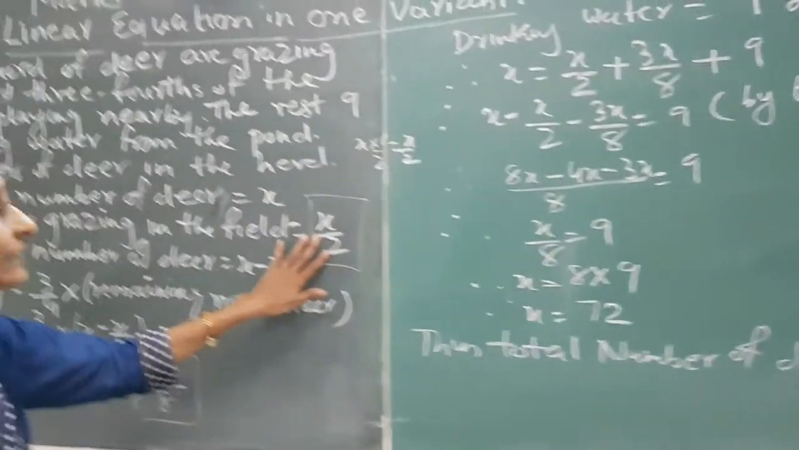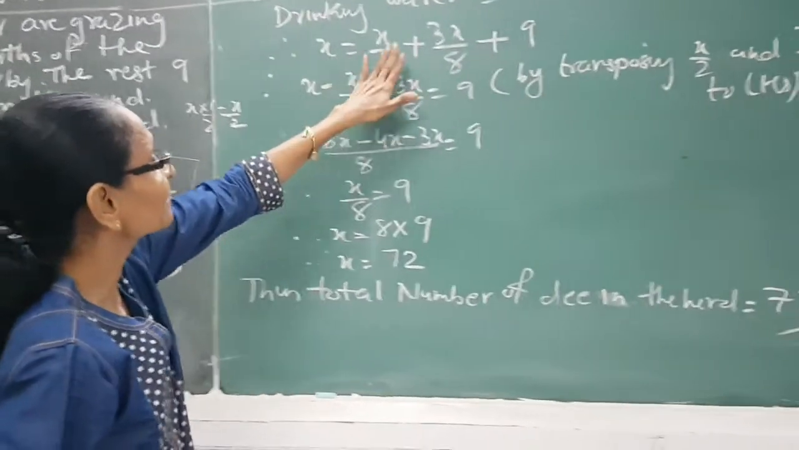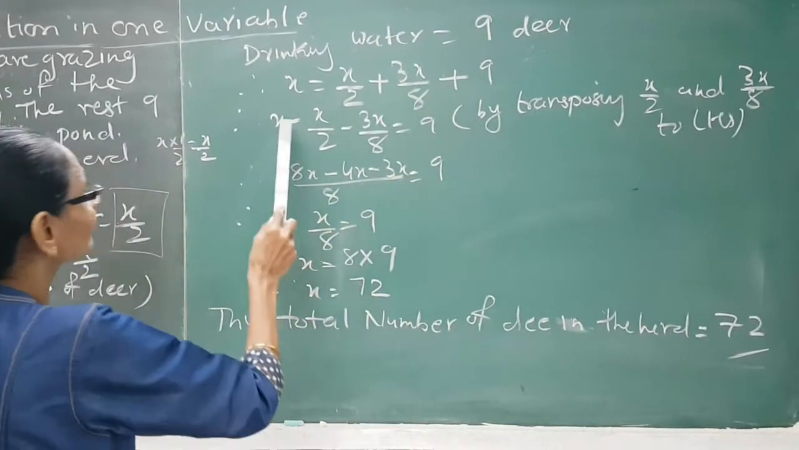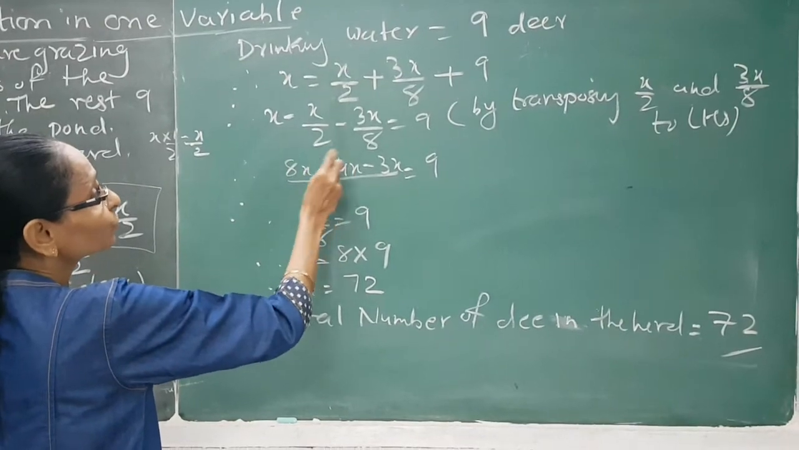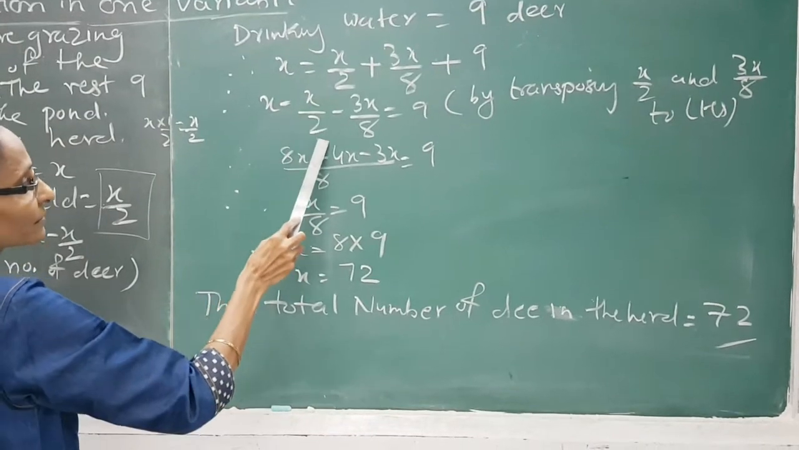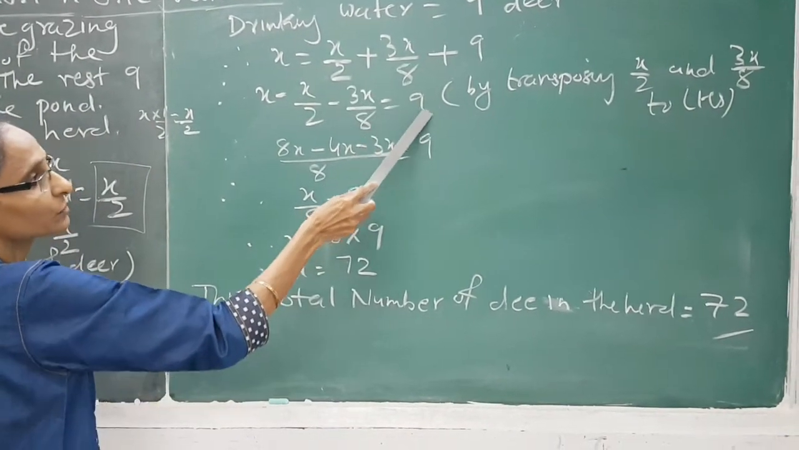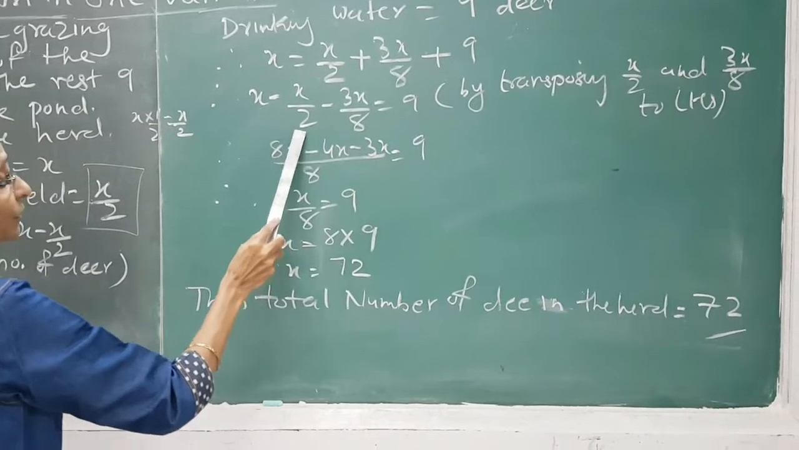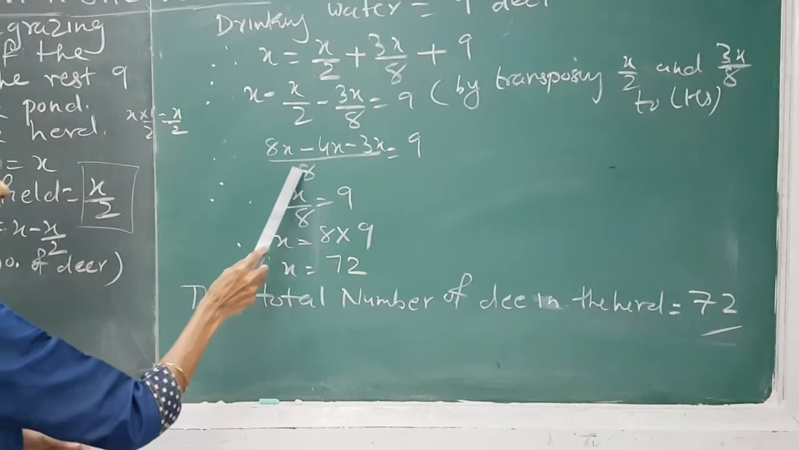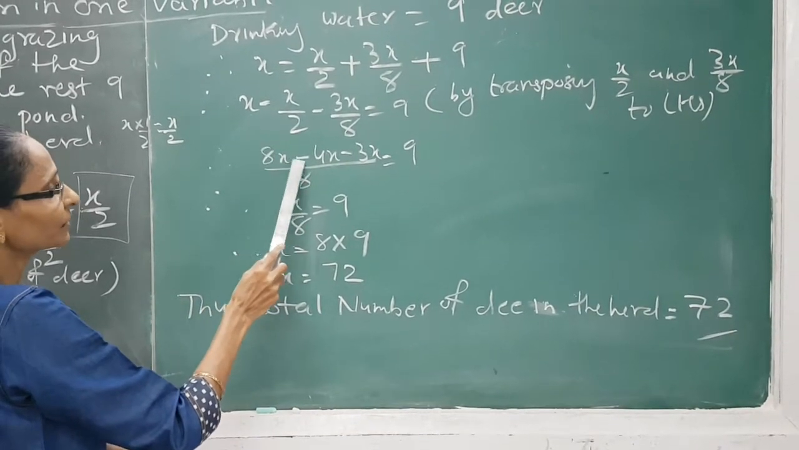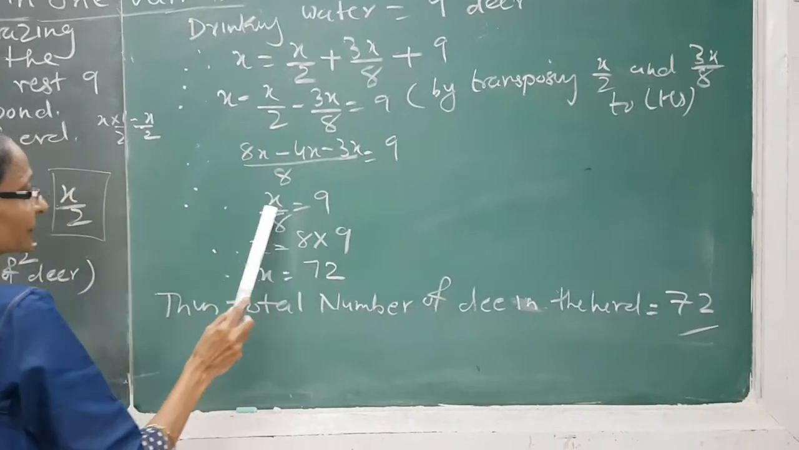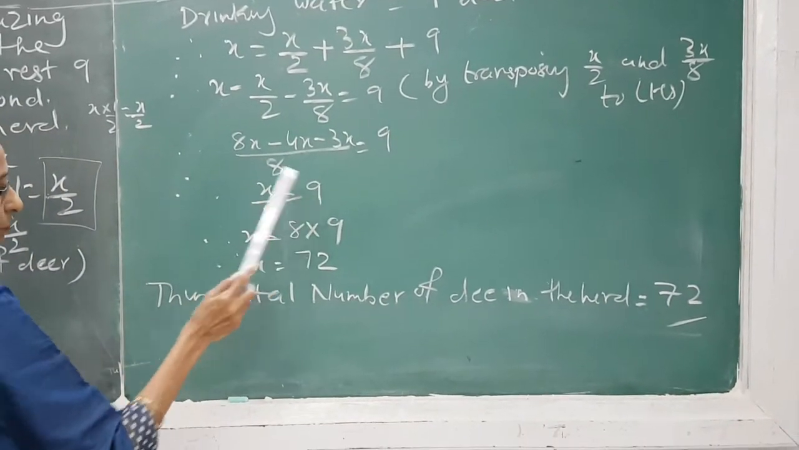X upon 2 is the number of deer grazing, then the number of deer playing, and the number of deer drinking water. Now by transposing x upon 2 and 3x upon 8 to LHS, x minus x upon 2 minus 3x upon 8 is equal to 9. Denominators 2 and 8, here we suppose 1, so the LCM will be 8. After taking out the LCM, it will be 8x minus 4x minus 3x upon 8 is equal to 9. Therefore it will be x upon 8 is equal to 9.